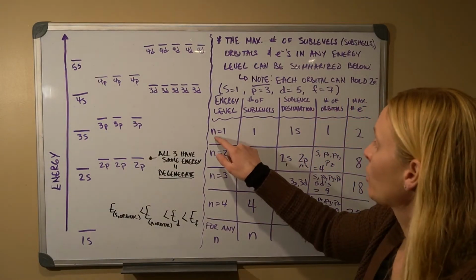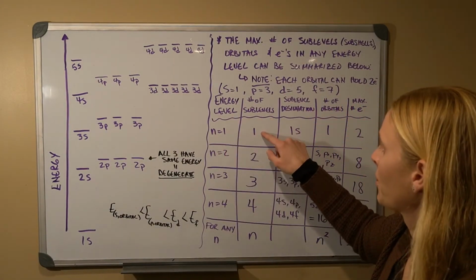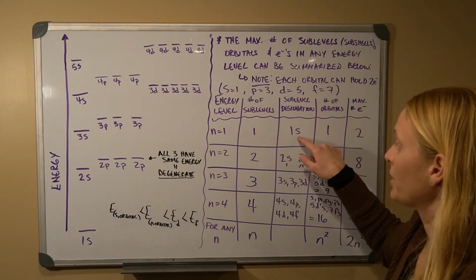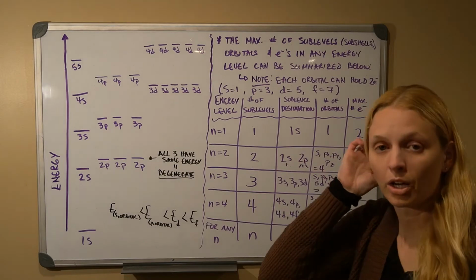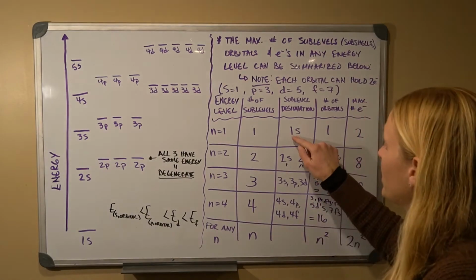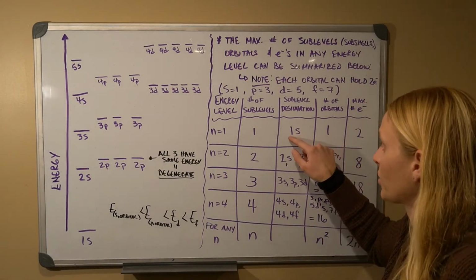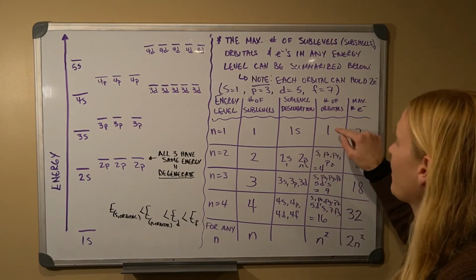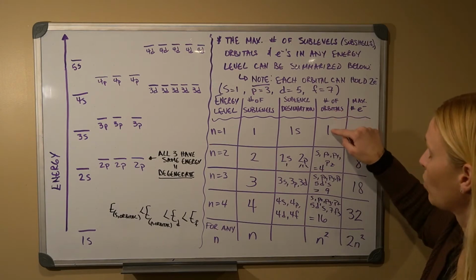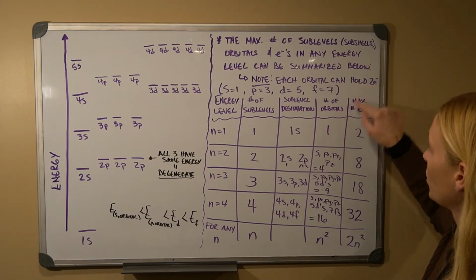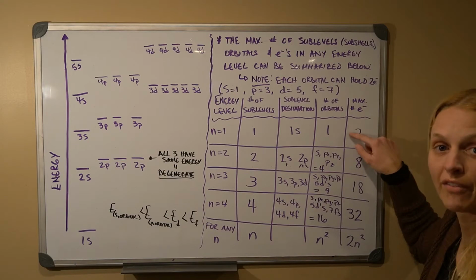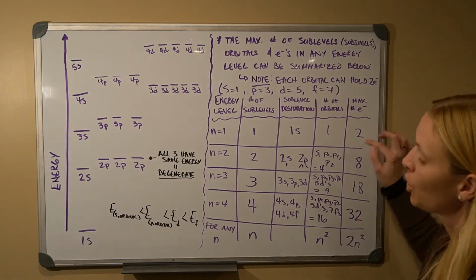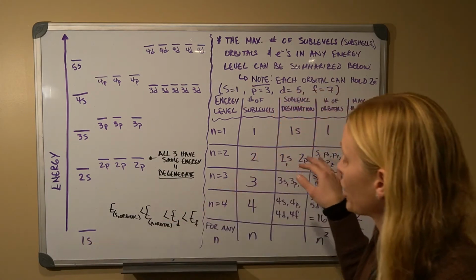At n equals 1, the number of sublevels is just 1. The designation for the orbital in that sublevel is the s, and the s is in the 1, so we put a 1s in front of it. The number of orbitals we can have is only 1, and since each orbital can hold 2 electrons, 1 times 2, I can only have a maximum of 2 electrons in the first energy level.